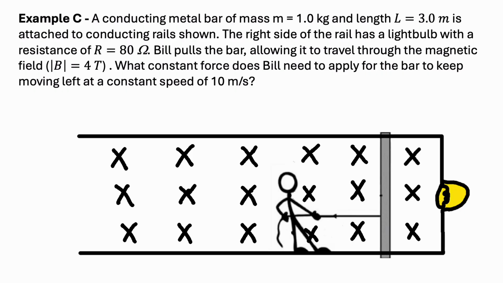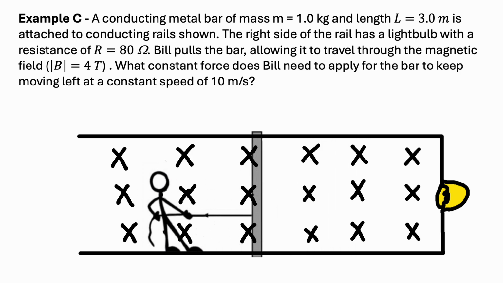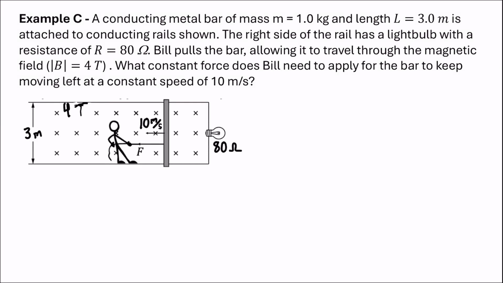The last example I have here is a situation where a bar is pulled in a magnetic field. And in this case, I want to find the force that this guy is pulling at. So the bar moves at a constant speed of 10 meters per second. The bar is in a loop with a total resistance of 80 ohms due to this light bulb. And then the loop is in a magnetic field of 4 teslas into the page. And the bar the guy is pulling is 3 meters long. So first I'm going to show that the force here is a resistive force acting against the guy pulling the bar. So first I'll find the direction of the induced current in the loop.